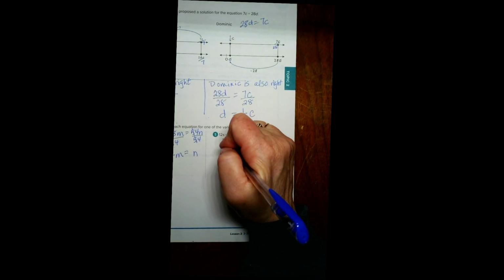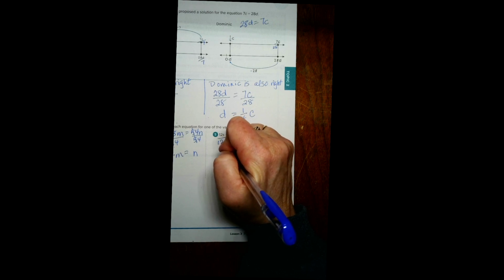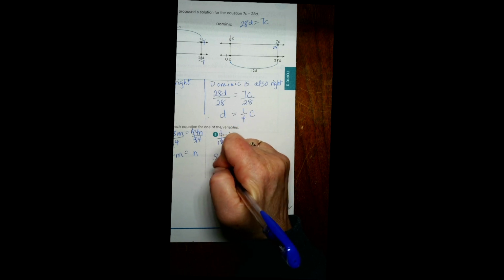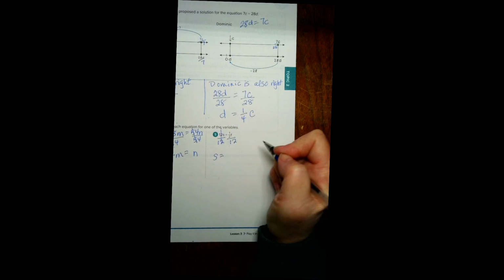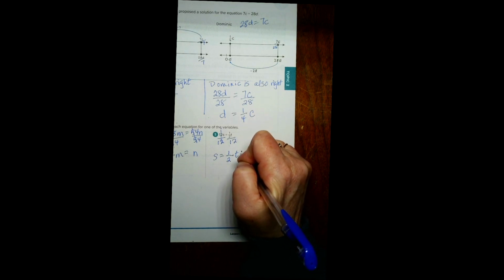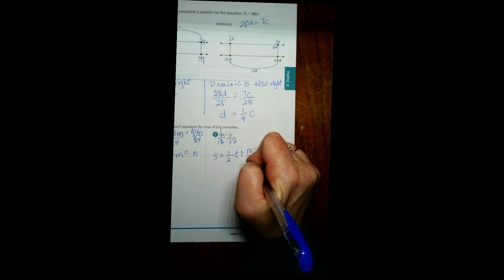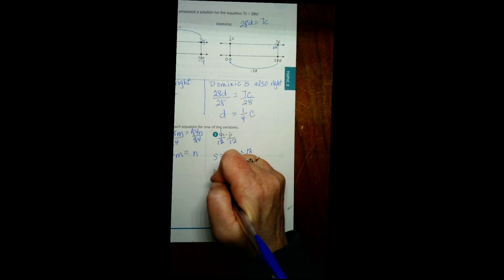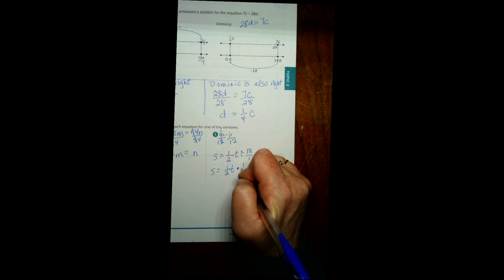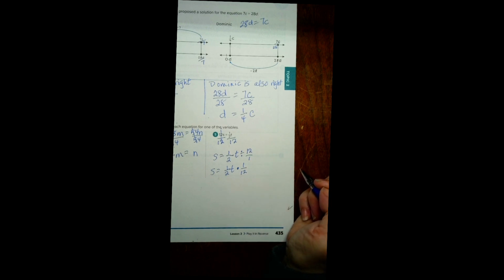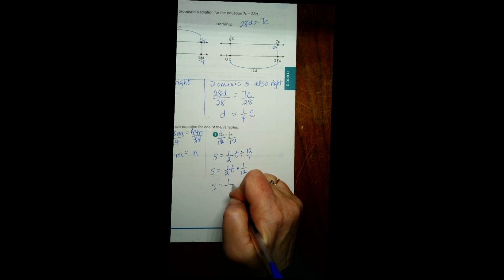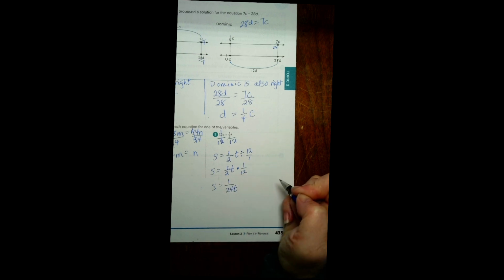Okay, so let's divide by 12 first. Divide by 12. So I get S equals, so we have 1/2 T divided by 12. I'm going to put it over 1. So instead of dividing by a fraction, we'll multiply by its reciprocal. So we will get S equals 1 times 1 is 1, 2 times 12 is 24, 1/24 T.